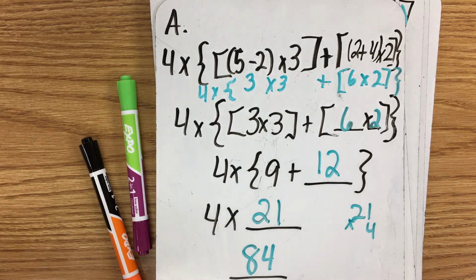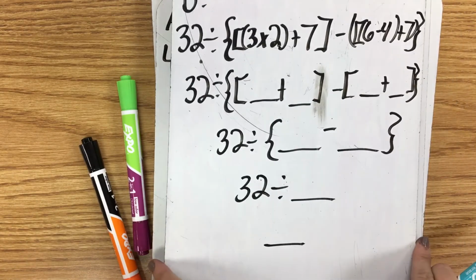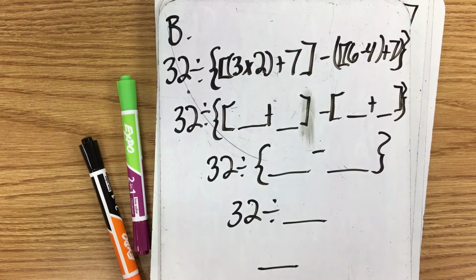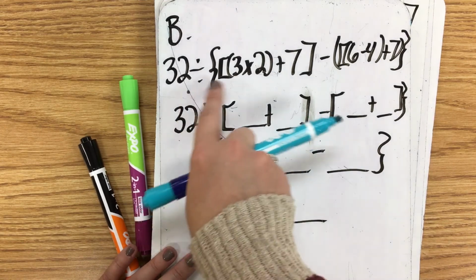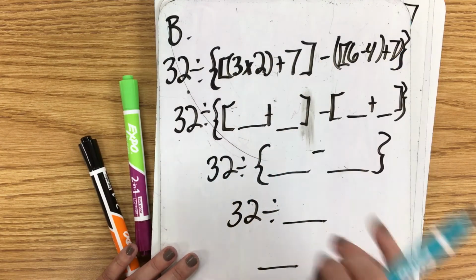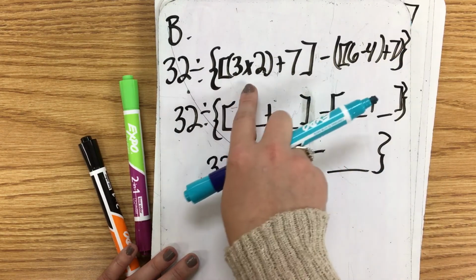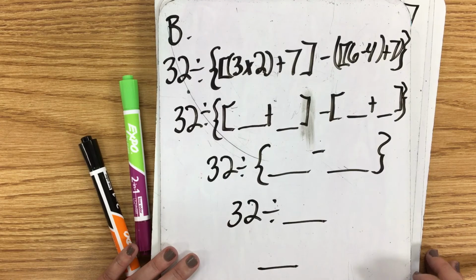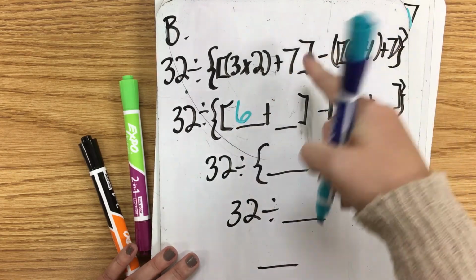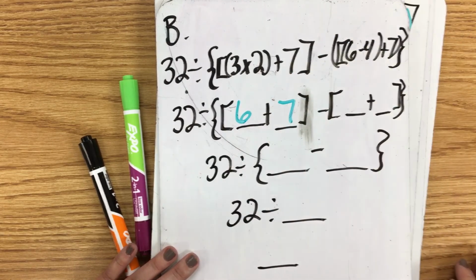Let's look at letter B, example B. Sorry this ended up kind of messy. I was running out of room. But you have it in your book there to follow along. You perform the operations in parentheses. So if I do 32 divided by, and I start with my parentheses, what do I end up with? I get 32. What's 3 times 2? 6. And then remember, I dropped my plus 7 down.